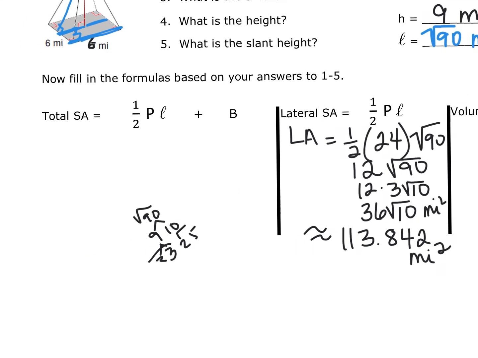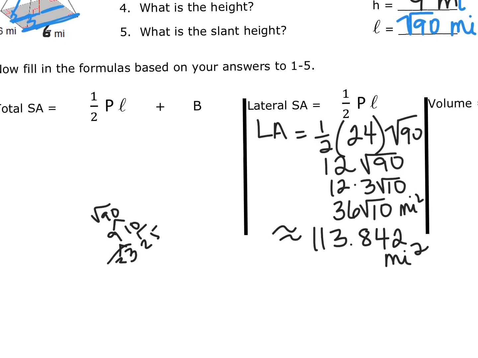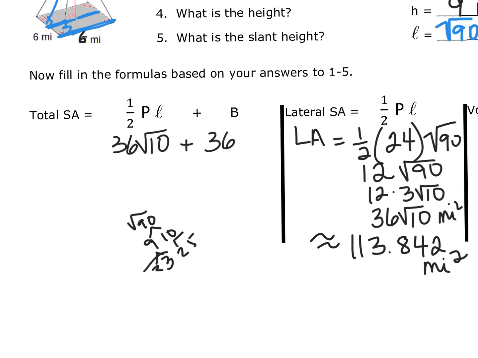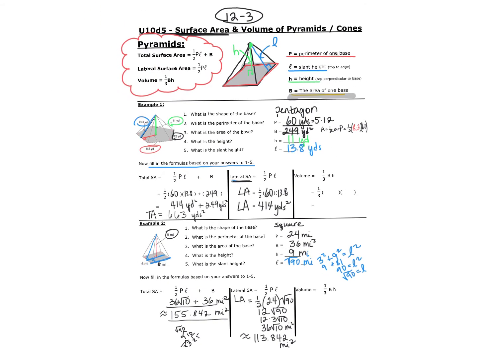Okay, now we're going to do the total surface area, and we have our 1/2 PL, which we already know is exactly 36 square root of 10, plus the area of our base, which is 36. This is our exact answer right here, because that cannot be simplified any more than that, and that's miles squared. And then our approximate answer is 155.842 miles squared.